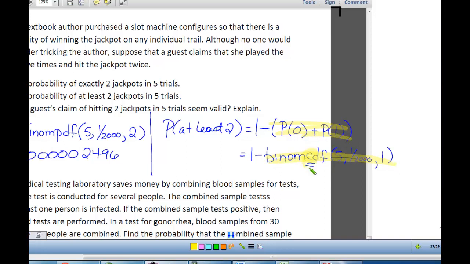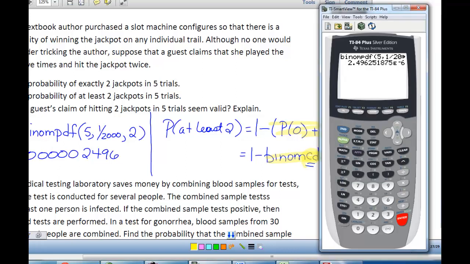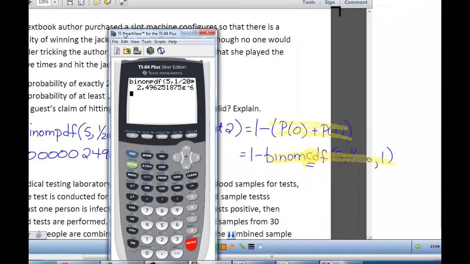Okay, and so on my calculator, I've got 1 minus second distribution. This time I'm going to do alpha B to get binom CDF. Okay, we get 5, comma, 1 divided by 2,000, comma, 1. Okay, again, what binom CDF does is it adds up the probabilities from 0 up to the x that I specified, which in this case is 1.